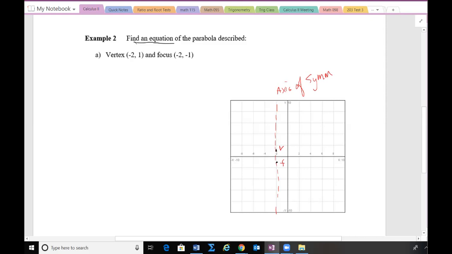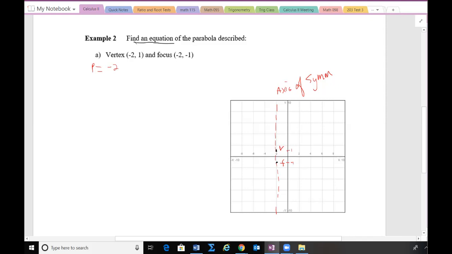Now from there, you can see along that axis the distance from the vertex to the focus. According to this, it looks like 2 units. So we can see from the diagram that P actually equals, in this case, negative 2 because the vertex is up here, focus is down here, it's opening downward like that. So P must be negative and it's the same value as the distance between these two. And from our sketch, we can see that the distance is 2 units and it's a negative.